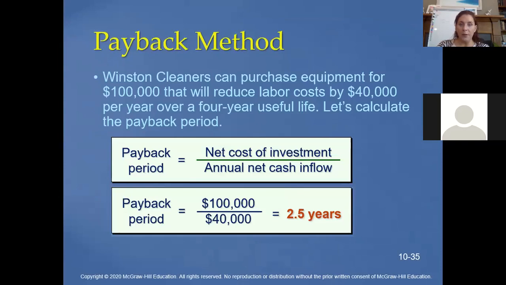So they purchased a piece of equipment for $100,000. It will reduce labor costs by $40,000. Even though you're not physically getting $40,000, because it's reducing your cost, it's still going to impact your net income. So it's going to take 2.5 years to get your money back from that investment. Everybody okay with that?